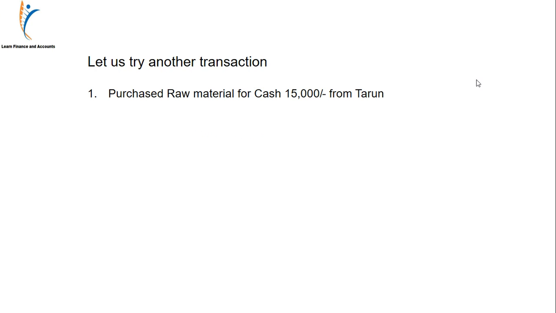Now let us try another transaction. Purchased raw material from Tarun with cash of rupees 5,000.